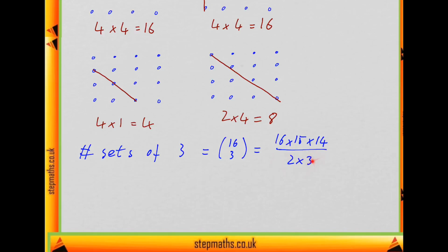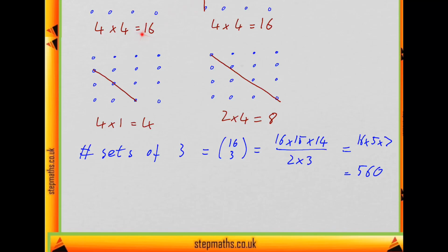And to work this out, we can do a bit of cancelling, like we can cancel the 2 into here and the 3 into the 15. So that just becomes 5 and 7. So we've got 16 times 5 times 7, and the bottom's disappeared. And now this is easy to work out because 16 times 5 is 80, and then we multiply by 7, and 8 times 7 is 56. So we just get 560.